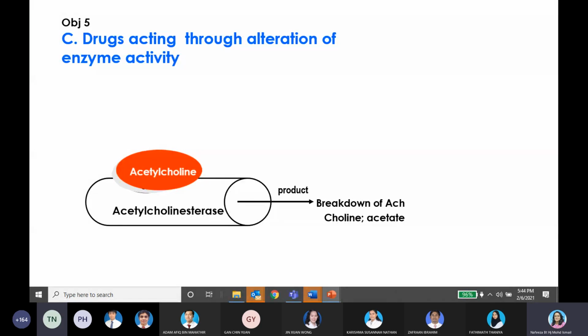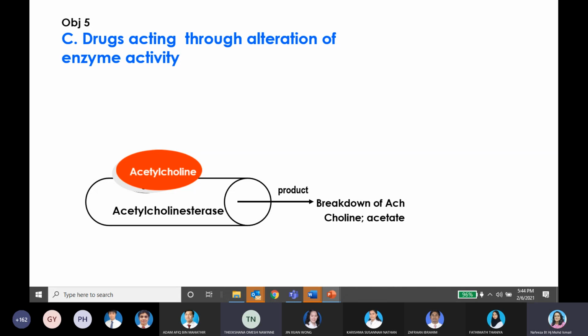If you don't have enough... Myasthenia gravis. Exactly. Fantastic. People with myasthenia gravis don't have enough acetylcholine. So what do you think we want to do? What do you think we can do? Provide them with more acetylcholine.